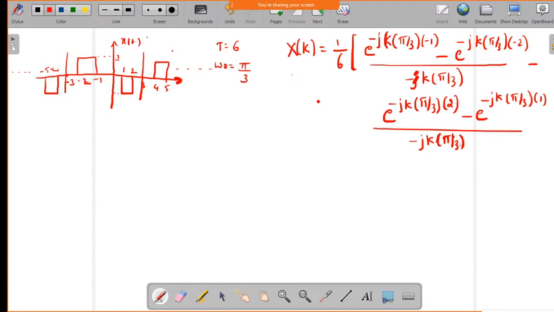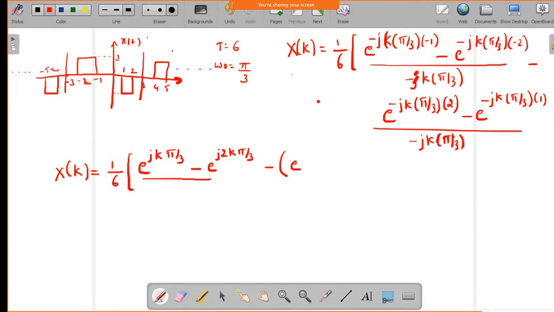e^(jkπ/3) is the common term. So now what you will get is X[k] equal to 1/6 times, minus into minus becomes plus, e^(jkπ/3) minus e^(j2kπ/3), and similarly here minus of e^(...) divided by jkπ/3.